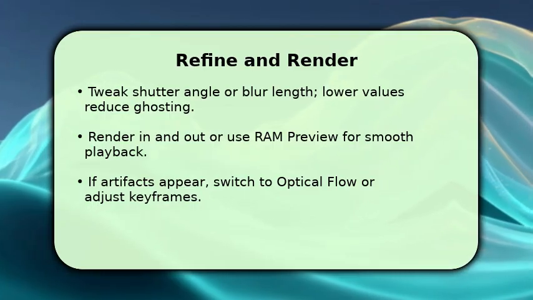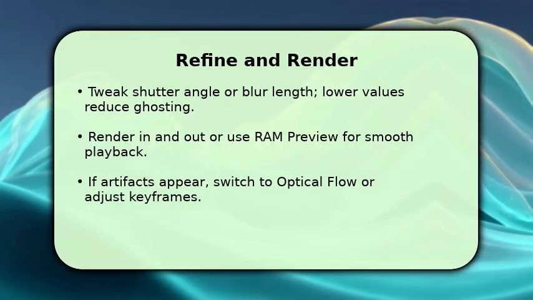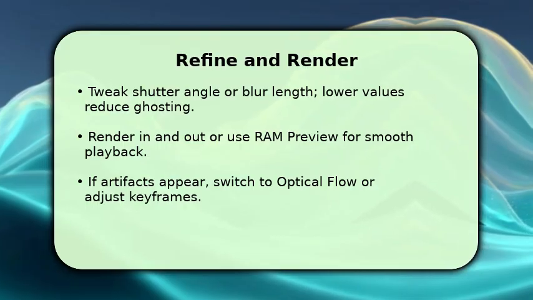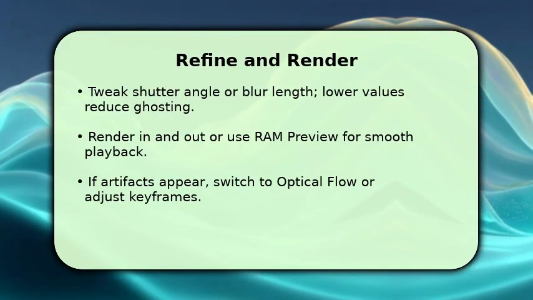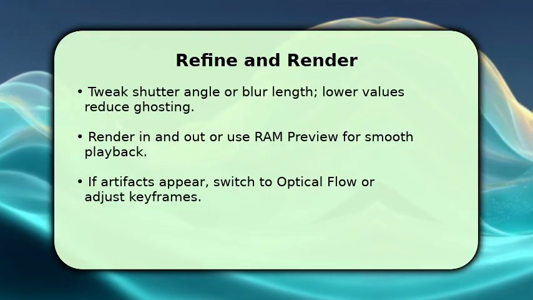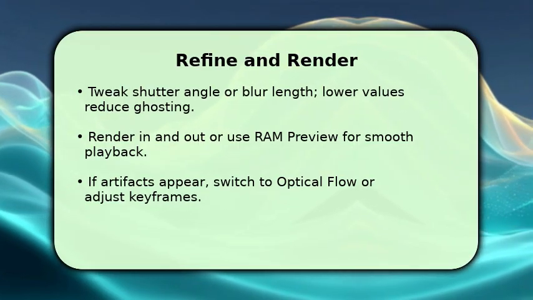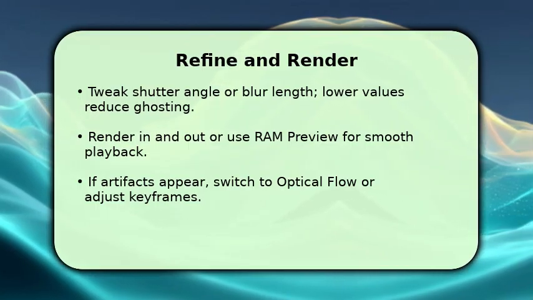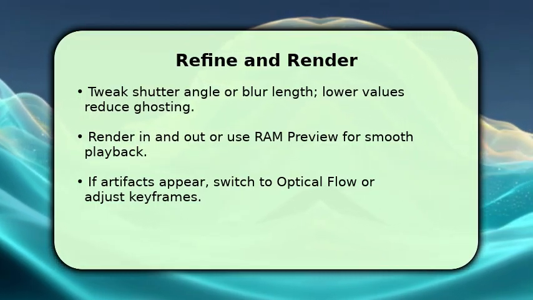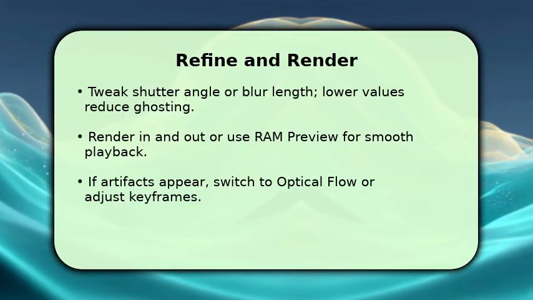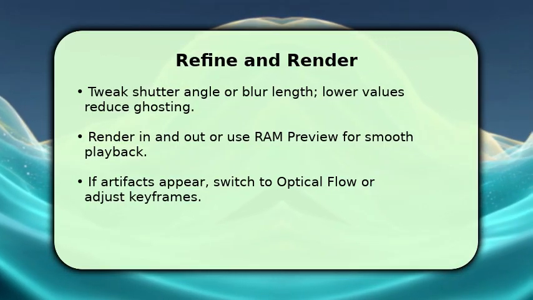Once satisfied, export with maximum render quality and match source frame rate. If you see stuttering or artifacts, try optical flow for better interpolation or nudge keyframes so motion vectors align. The key troubleshooting tip: toggle optical flow versus frame sampling to identify which method removes artifacts.